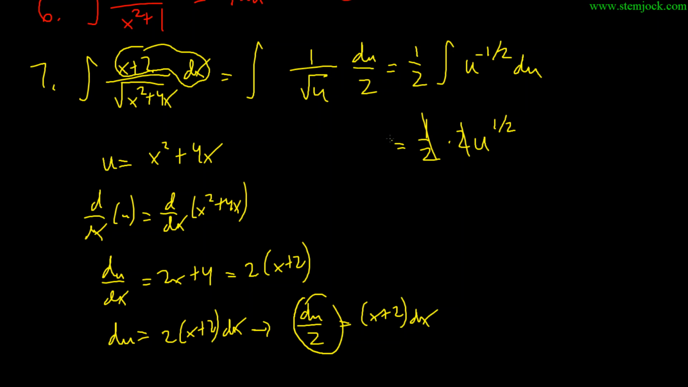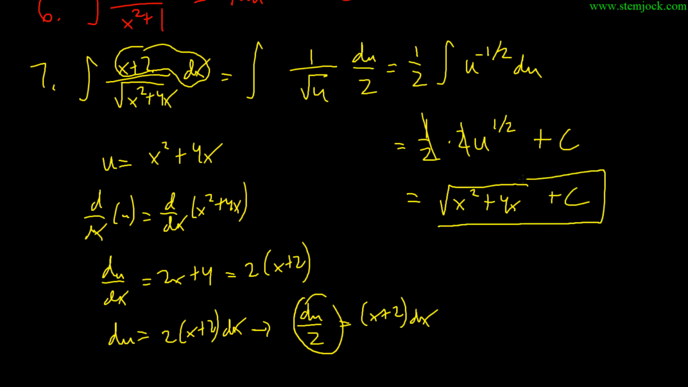And again, the integral was given in terms of x, so my final answer has to be in terms of x as well. So now that the integration is done, I change back to the original variable here. So, oh, also plus c, can't forget that. But yeah, this is the square root of x squared plus 4x and then plus c. So this here is going to be our final answer.